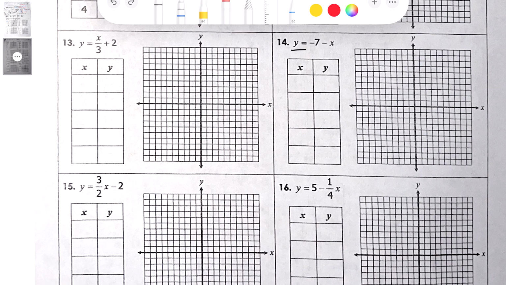If there's no fraction, like number 14 here, I would just choose something easy, like 0, 1, 2, negative 1, negative 2. And I would go through and plug these numbers in and see what I get for y. I don't have to worry about eliminating any fractions there because there is no fraction to eliminate. But on number 13, 15, and 16, I do want to choose convenient numbers. So 0 is always a good one. That's always kind of my middle point, so I'm going to put 0 on all of them.